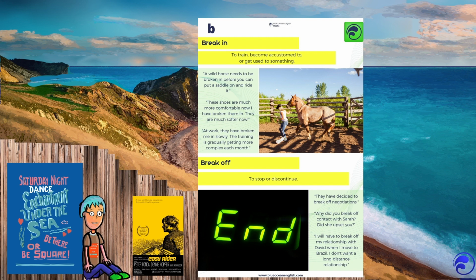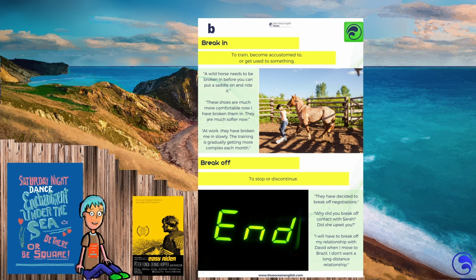And then the last example, at work they have broken me in slowly. The training is gradually getting more complex each month. So again, we're talking about training somebody, breaking them in slowly, is slowly introducing them to something. And the last phrasal verb for today is to break off. So this means to stop or to discontinue something, to stop doing something.